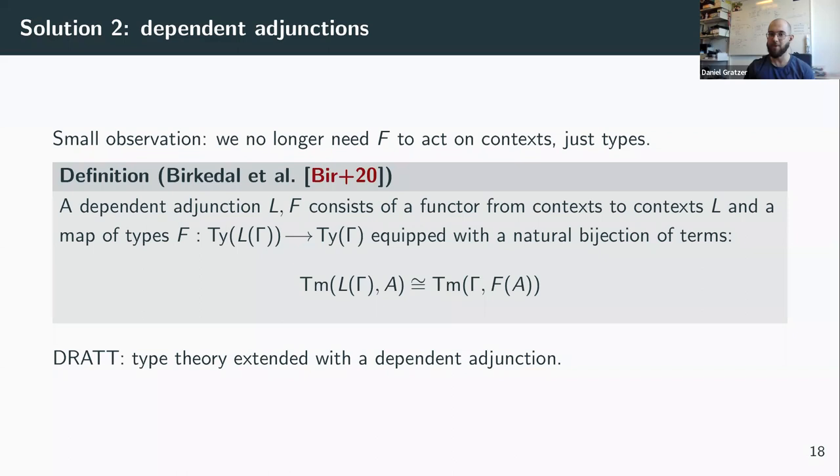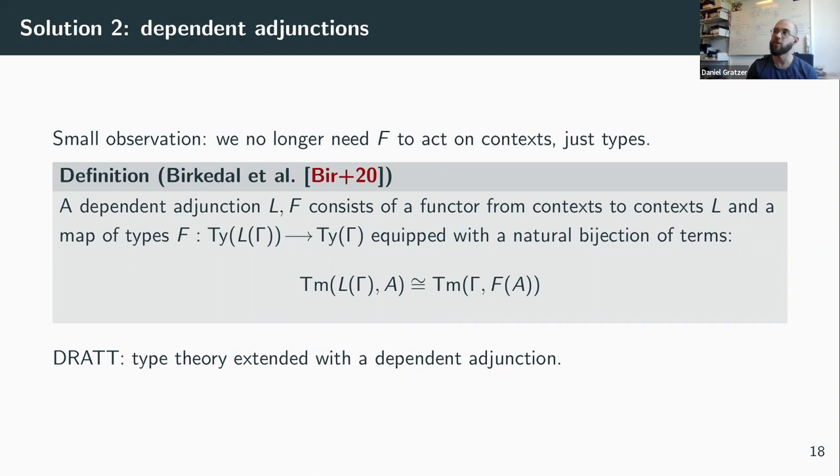And we can consider type theory extended with one dependent right adjoint, or DRA. This was introduced in a paper by Birkedal et al. They didn't give it a name as far as I can remember, so I took the liberty of just choosing dependent right adjoint type theory, or DRAT, vocalized. And so this is sort of our next putative solution to the problem of modal type theory, so we can consider.